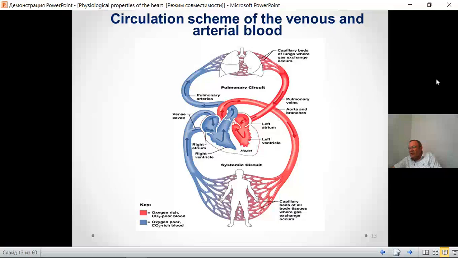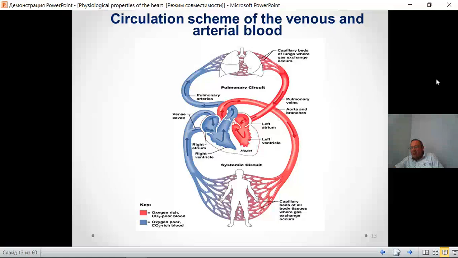Eventually, these vessels will lead to the systemic capillaries, where exchange with the tissue fluid and cells of the body occurs. In this case, oxygen and nutrients exit the systemic capillaries to be used by the cells in metabolic processes, and carbon dioxide and waste products enter the blood. The blood exiting the systemic capillaries is lower in oxygen concentration than when it entered.